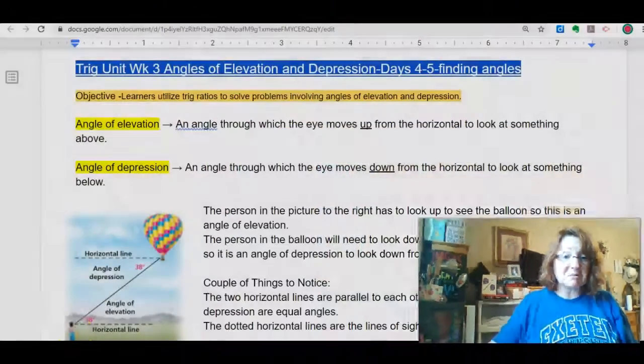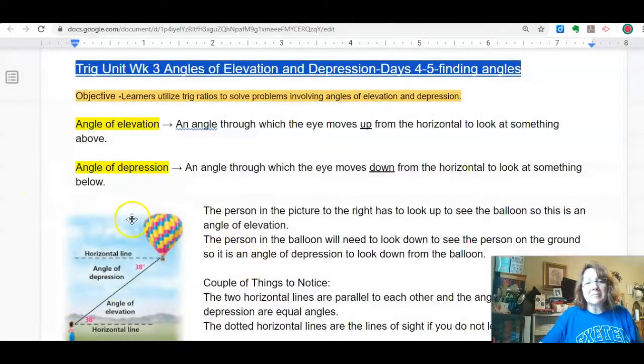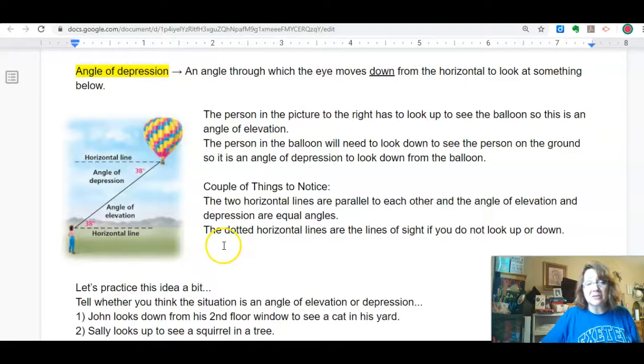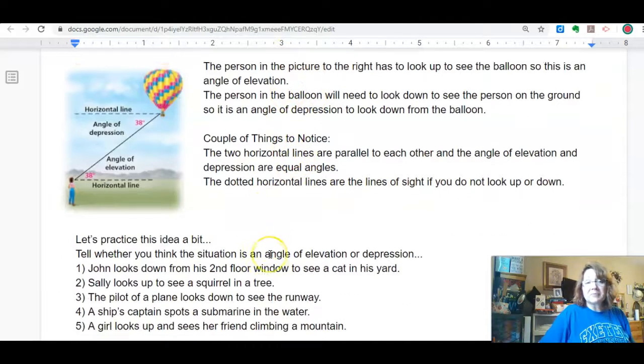If I'm looking straight ahead and I dropped my pen, I can't see my pen if I look straight ahead. I have to look down to see my pen. So from here down is the angle of depression. If we were in class, it would be a lot easier, but we're not. I put some pictures so you could see. The lady looks up to see the balloon, but the person on the balloon has to look down to see the lady or gentleman. I can't tell whether it's a lady or a gentleman. Okay, so I kind of explained that.